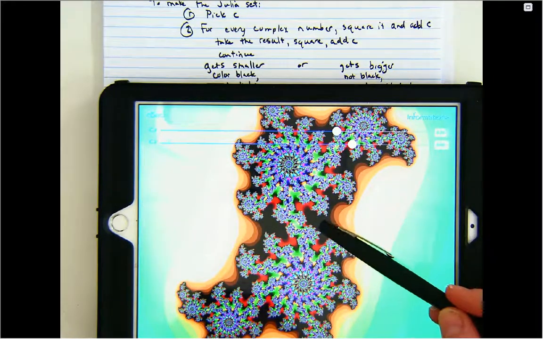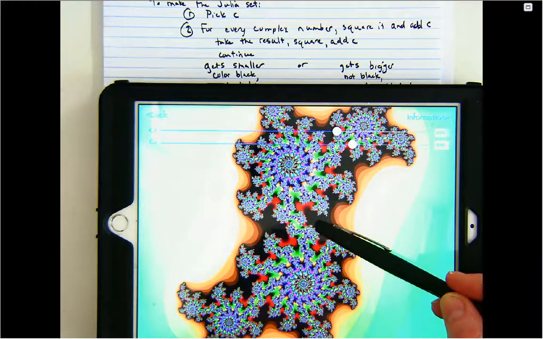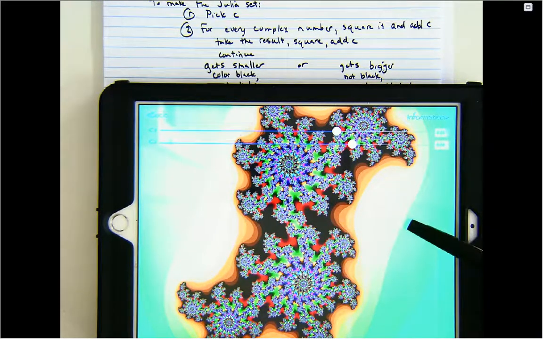if you take the complex number, that's where I'm pointing with my pen on the black spot here, you take that complex number, you square it, you add 0.33 plus 0.44i, and keep doing that, square the result, add 0.33 plus 0.44i, the result gets smaller and smaller. Whereas if I pick a number out here and square it and add, and square it and add, and square it and add, I get something too big.